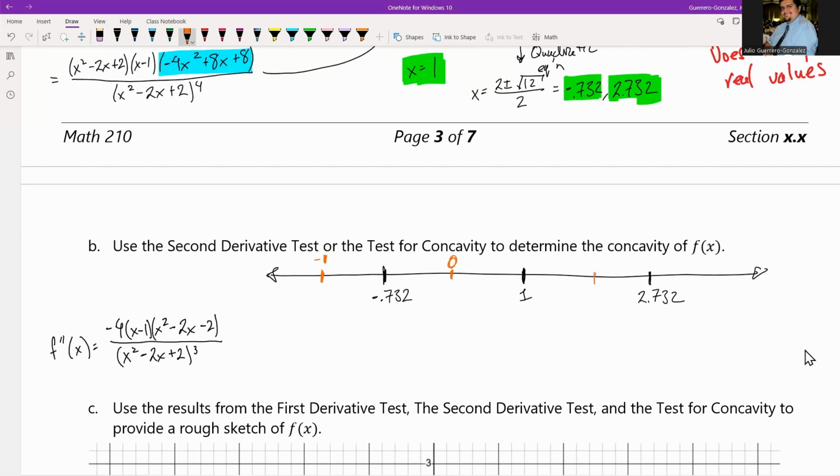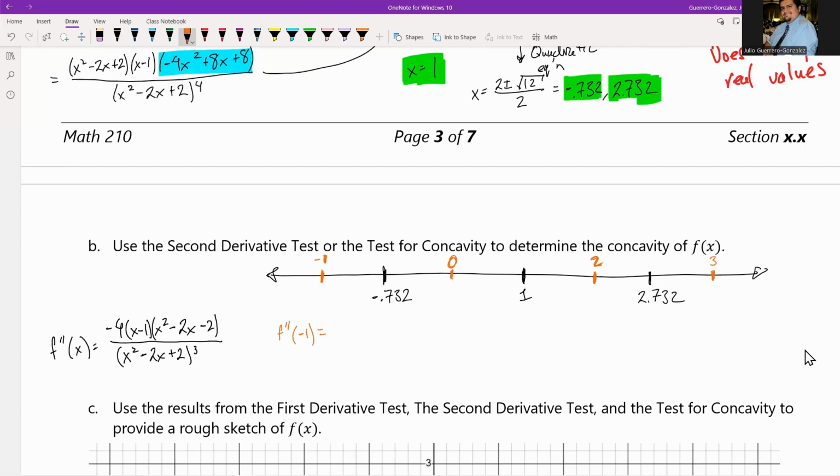This one's going to be a little bit more like 2, right? And then after that, I'm going to choose a test value of 3. Okay, all right, so let's go. F double prime of -1. Okay, like I said, I only care about the sign. I only care about the sign of -1 when we plug it into f double prime. So we throw it in here.